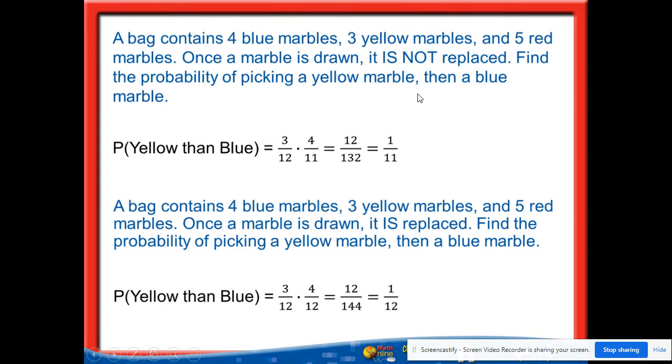Look at the difference of these two problems. They're almost identical. Bag contains 4 blue marbles, 3 yellow, and 5 red. What is it if one marble is drawn and it is not replaced? So yellow is not replaced and then a blue. So 3 out of 12. There's 3 out of the total of 12. And then it becomes 4 out of 11. Now if we did 2 yellows, it would have been 2 out of 11. But this is 4 because we're doing blue. And multiply it and we get 1/11.